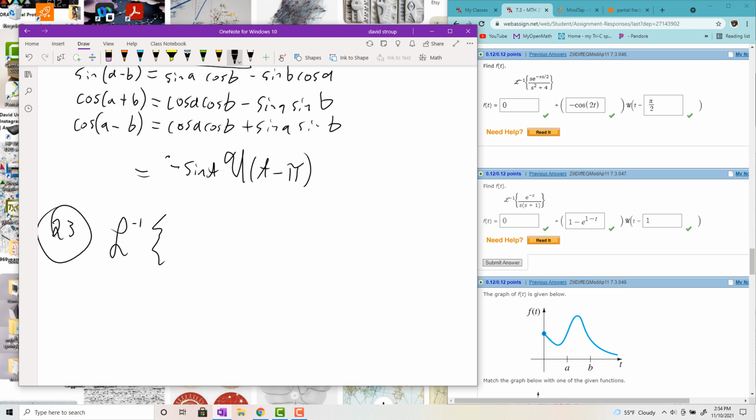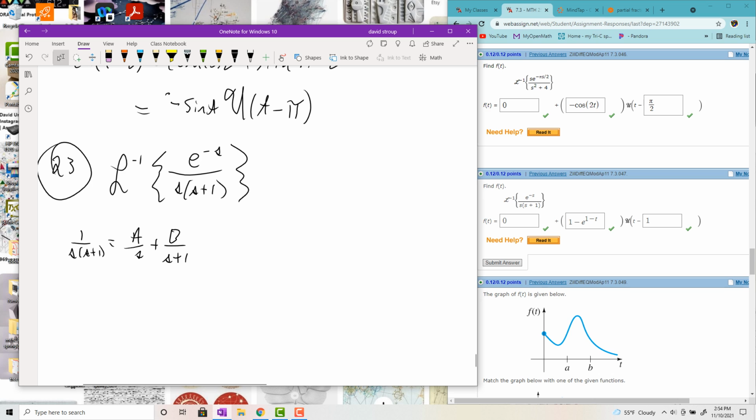So the Laplace inverse of e to the negative s all over s times s plus 1. And right, so it seems like probably here you're going to have to do some partial fractions. So 1 over s times s plus 1 is equal to a over s plus b over s plus 1. And then you can multiply through by everything. 1 equals a times s plus 1 plus bs. Let s equal -1, so you get 1 equals negative b, so b is -1. Let s equal 0, you get 1 equals a.